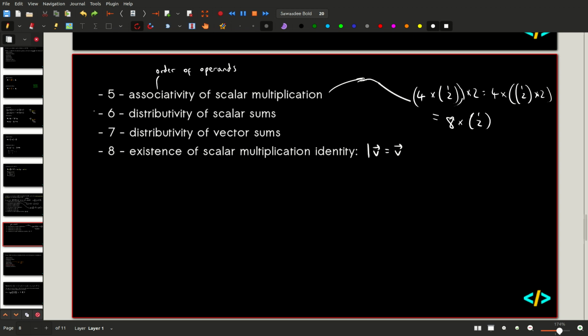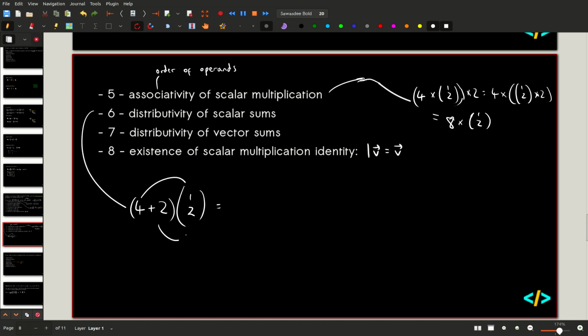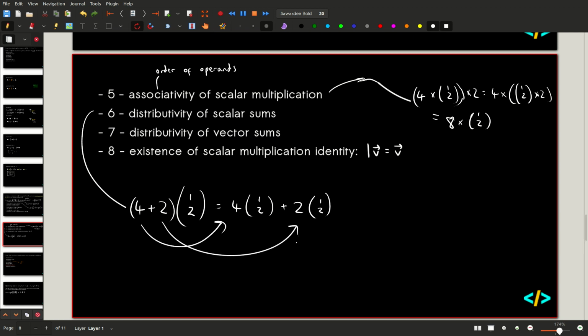Distributivity of scalar sums just tells us, if we have something like 4 plus 2, and we want to times that by a vector, then this sum would distribute out. So it would become 4 times 1, 2, plus 2 times 1, 2. So we're distributing this addition into these two numbers.